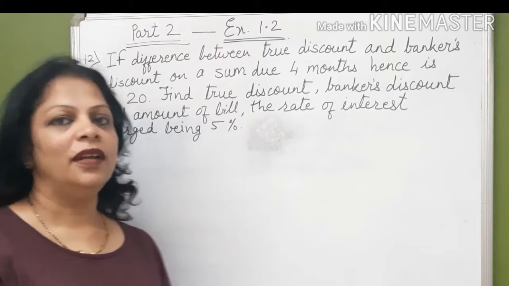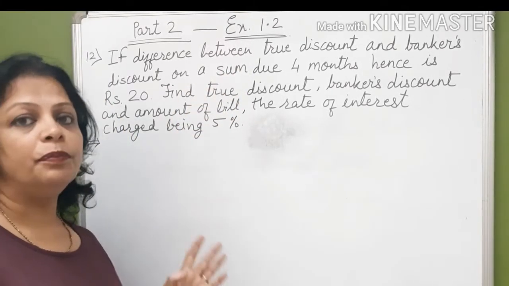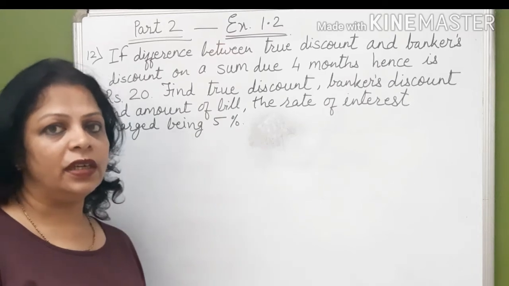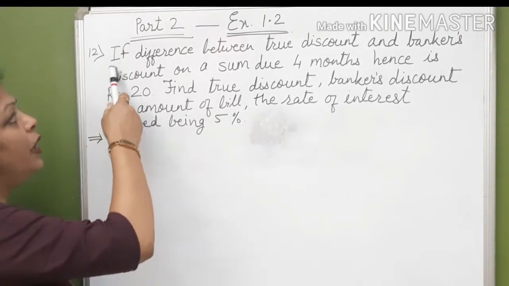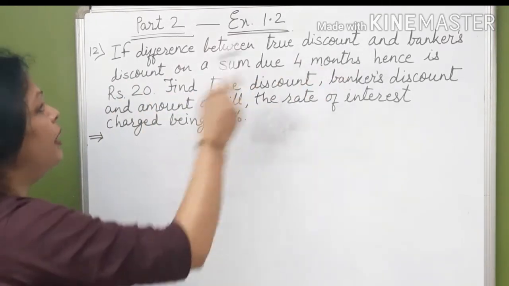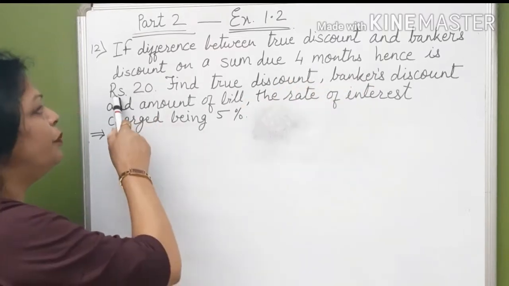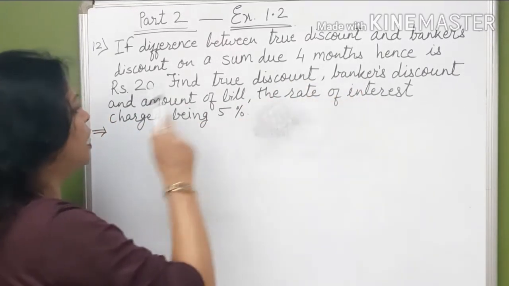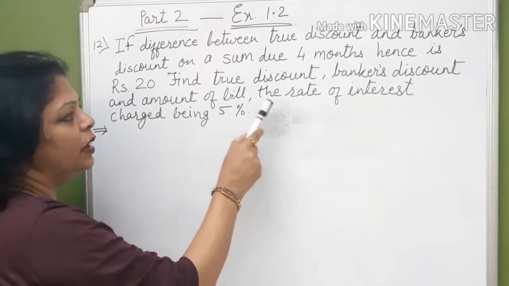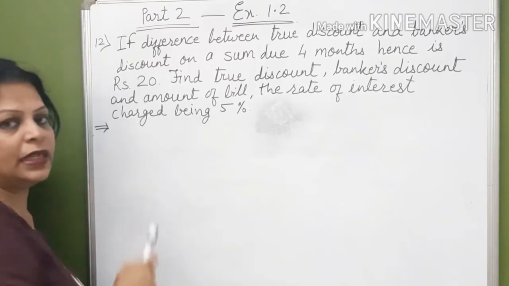Hello students, let us start with the 12th sum of exercise 1.2. The previous sums we have already done in the previous video lectures. So let's see the sum. If the difference between true discount and banker's discount on a sum due 4 months hence is rupees 20, find the true discount, banker's discount and amount of the bill if the rate of interest charged is 5%.